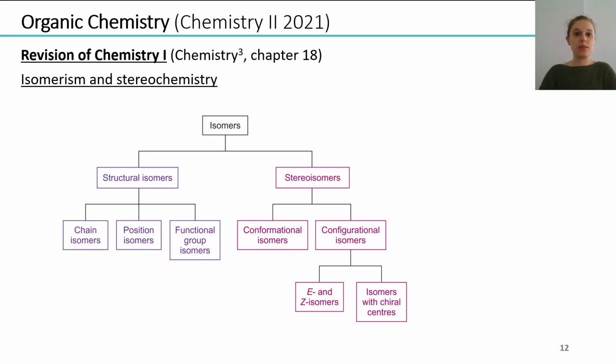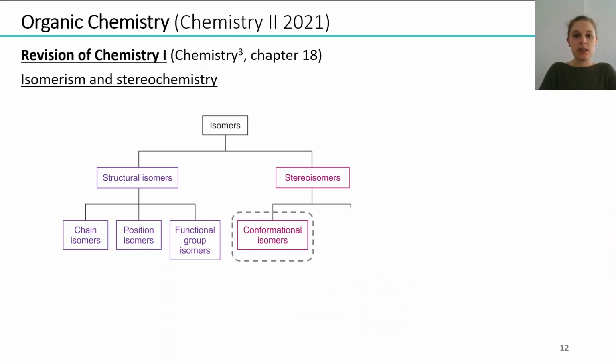So now we talk about stereoisomers, and stereoisomers can be subdivided into conformational isomers and configurational isomers. When we talk about configurational isomers, we have again a subdivision into E and Z isomers and isomers with chiral centers.